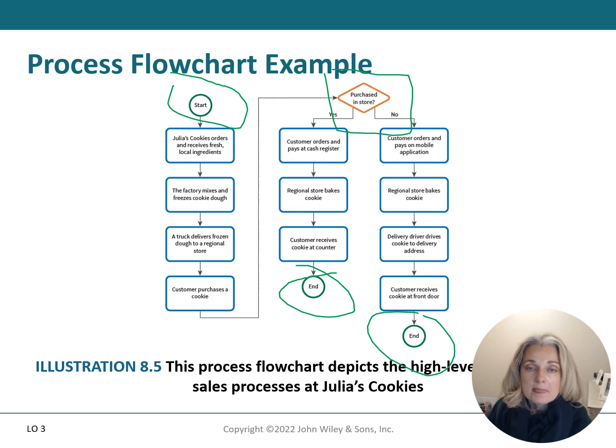placed online? If the customer places the order in store, they pay for their cookie at the register. The store bakes that cookie and the customer receives the cookie. Alternatively, if they order it outside of the store, let's say on an app, then the customer will pay through the mobile application. The store will still bake the cookie, but now we have a delivery driver that needs to drive to the customer to provide them with the cookie. The customer receives the cookie and the process ends.